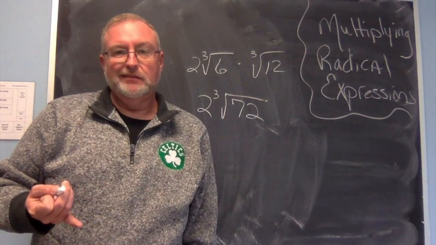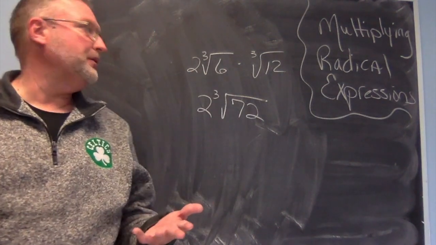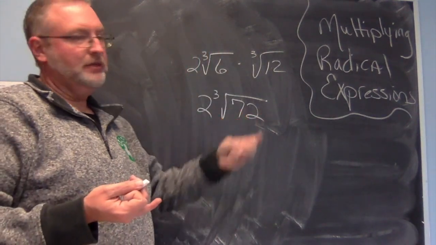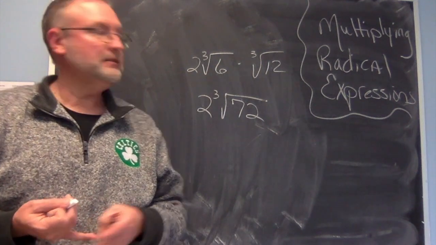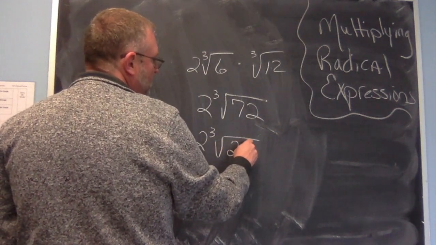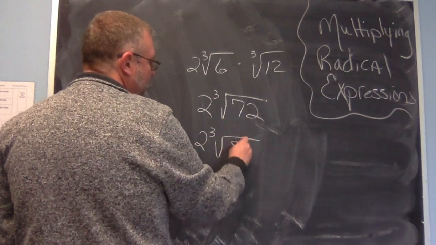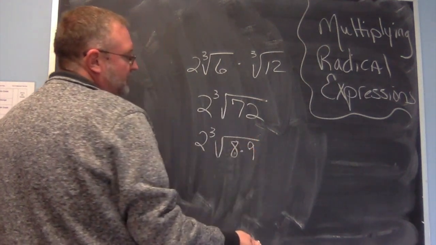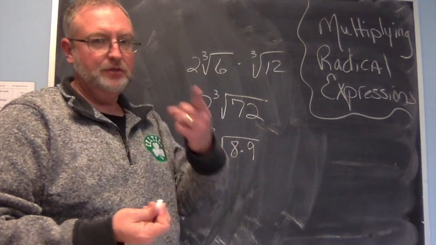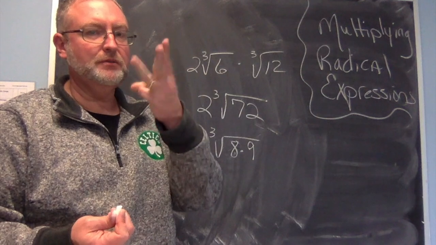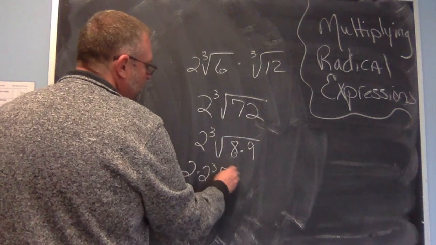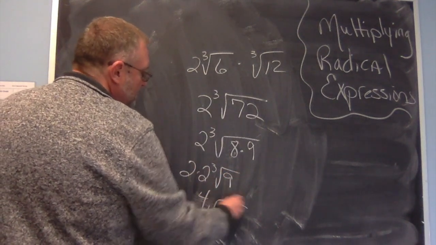So I have to ask myself, let's just start with the 2. 2 times 2 is 4, 4 times 2 is 8. Will 8 go into 72? Yes. 8 times 9 is 72. So the cubed root of 8 is 2: 2 times 2 is 4, 4 times 2 is 8. So I factor out that 2. Now I have 2 times the cubed root of 9. 2 times 2 is 4, times the cubed root of 9.